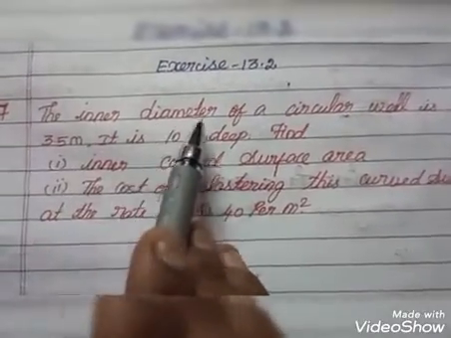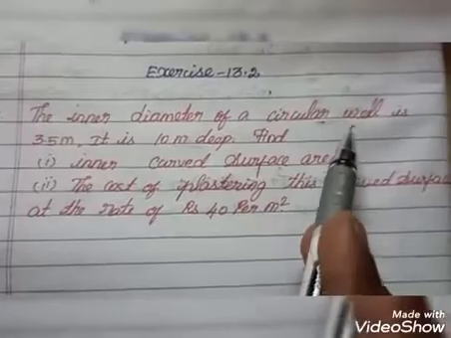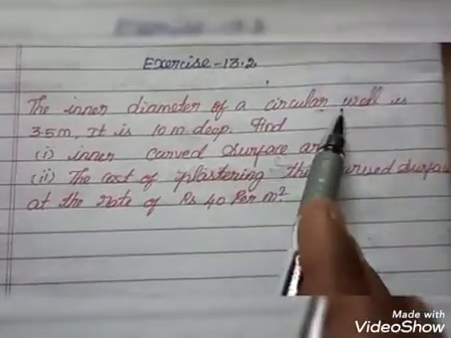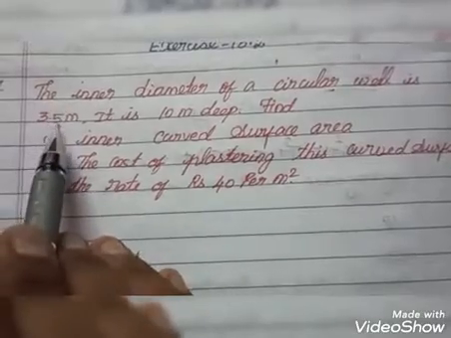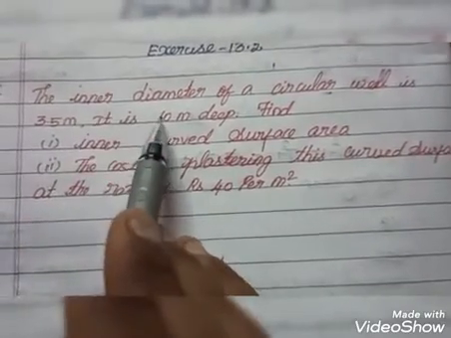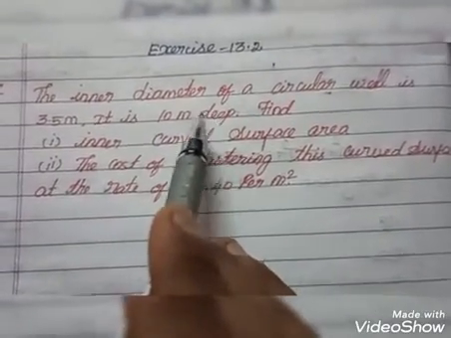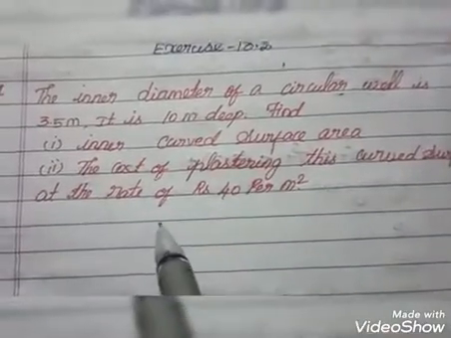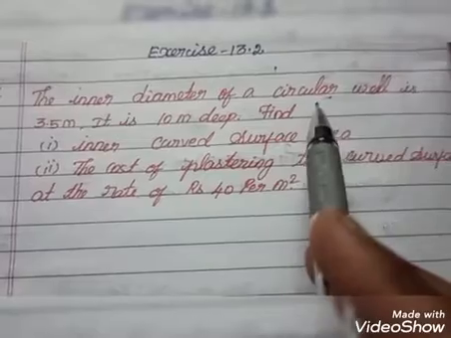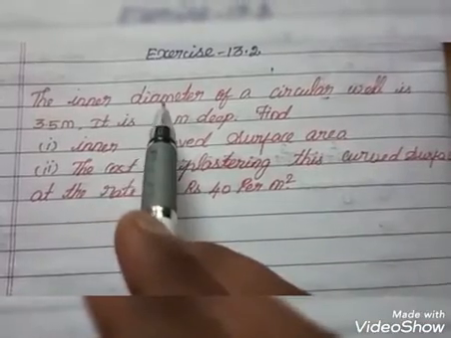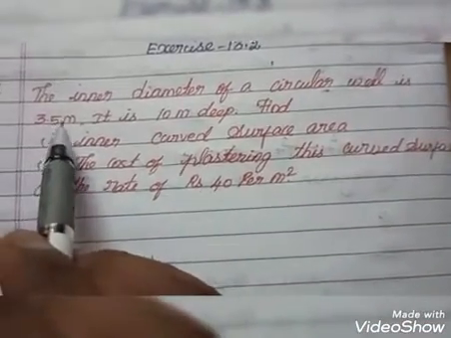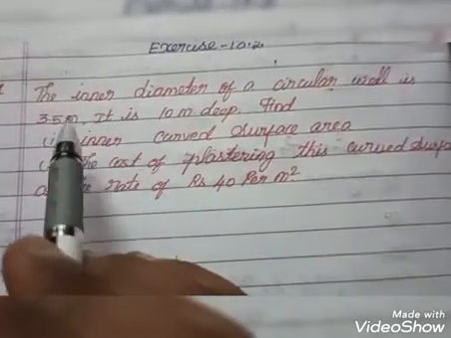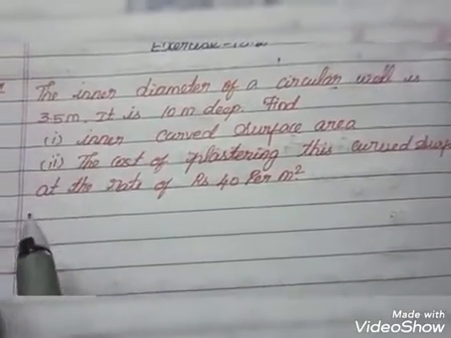The inner diameter of a circular well. So you know that the inner diameter of a circular well is 3.5 meter. It is 10 meter deep. So 10 meter deep in the sense it seems to be height. So the diameter is 3.5 meter and the height is 10 meter. The half of the diameter seems to be the radius of the well.